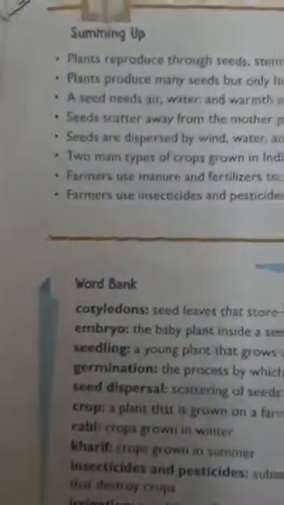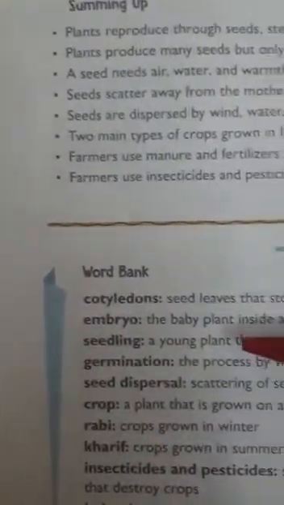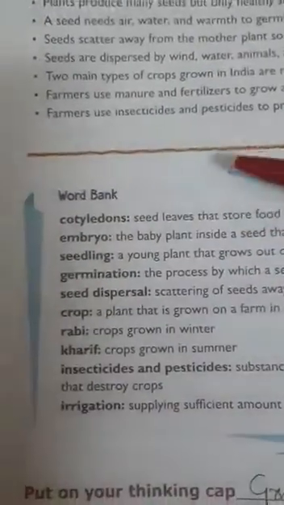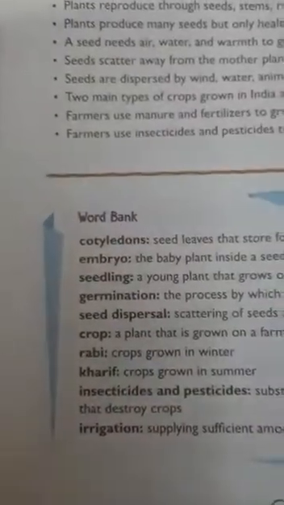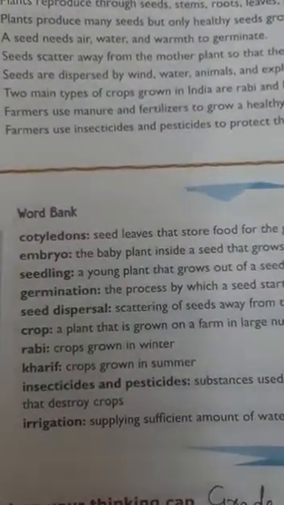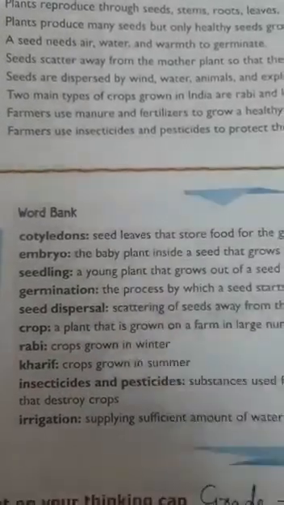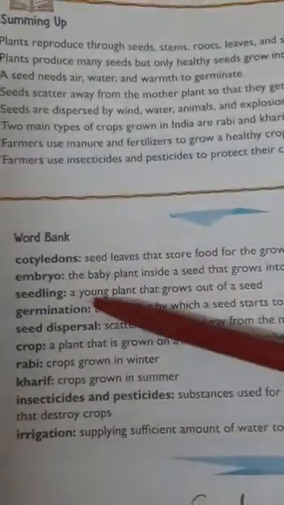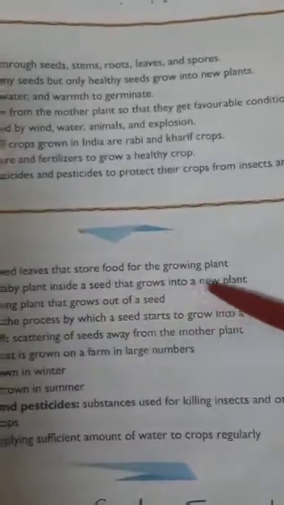Here some steps are given to protect the crops. Then you have to go through this word bank also, because most of the definitions are given here. We will go briefly through that. Go through all these definitions and remember, what are cotyledons? Seed leaves that store food for the growing plant. Just remember, cotyledons are the seed leaves.